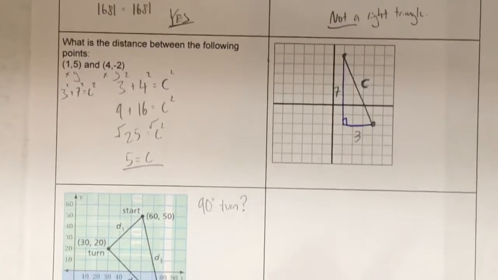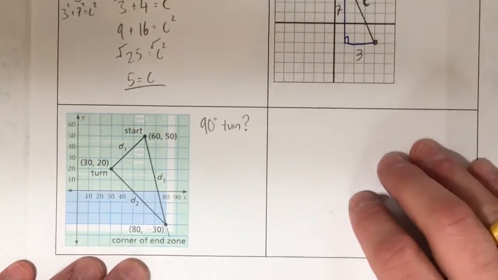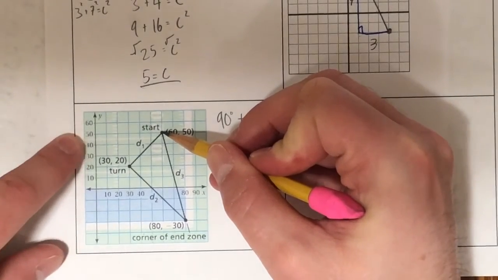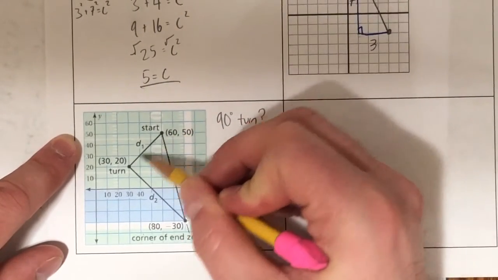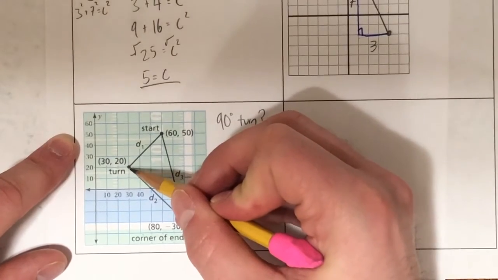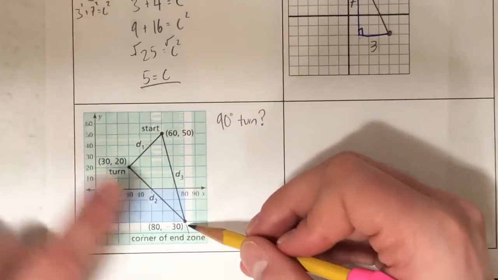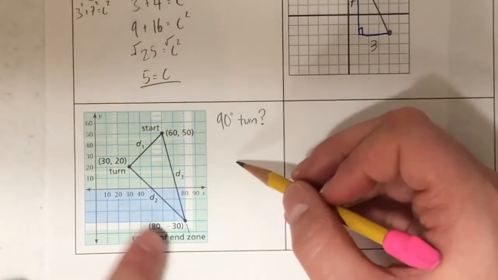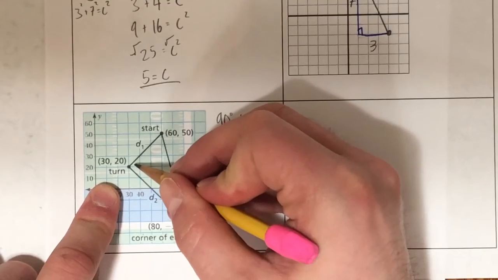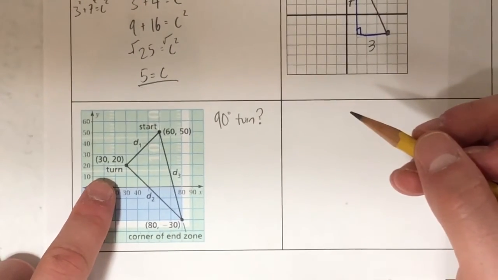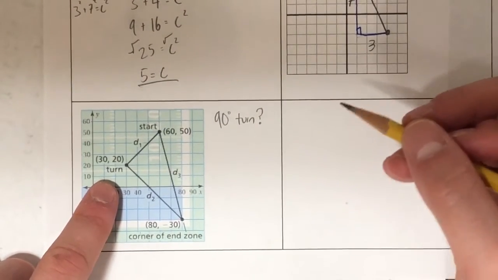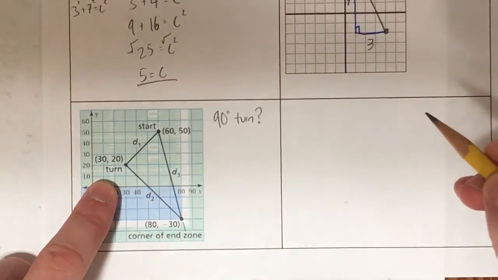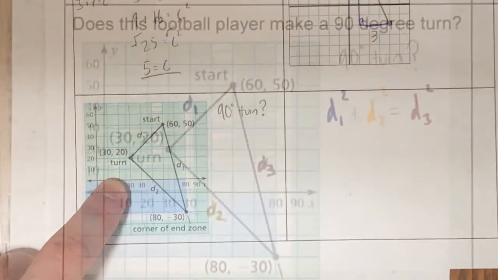All right, and last but not least, we have this picture here. Now this is supposed to be a football problem where you have a football player at this spot on the field and he does some kind of run over here, a little spin juke move, and then runs this way and presumably scores a touchdown here in the end zone. The question is, is this a right angle? Yes or no? That's the question. I'm going to say pause and see if you can determine that on your own. Go ahead and give that a shot.